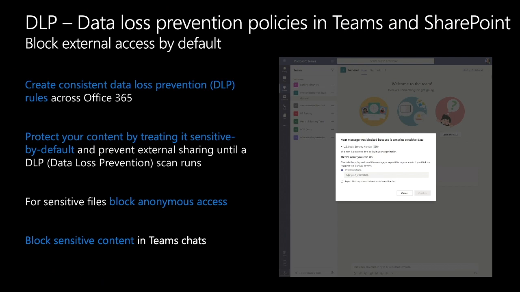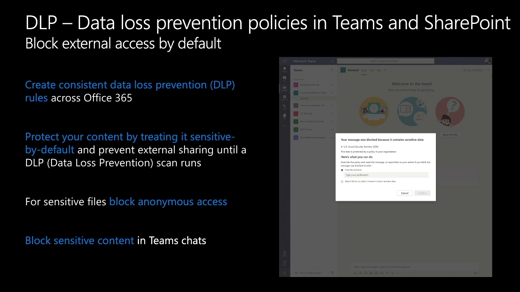Specifically for SharePoint and OneDrive files, you can now treat all the files that are being uploaded as a sensitive file. That means you block external sharing of those files until a DLP runs. And this is a tenant level capability that you can turn on for your organization. Also, for sensitive files, you can now block anonymous access as well.